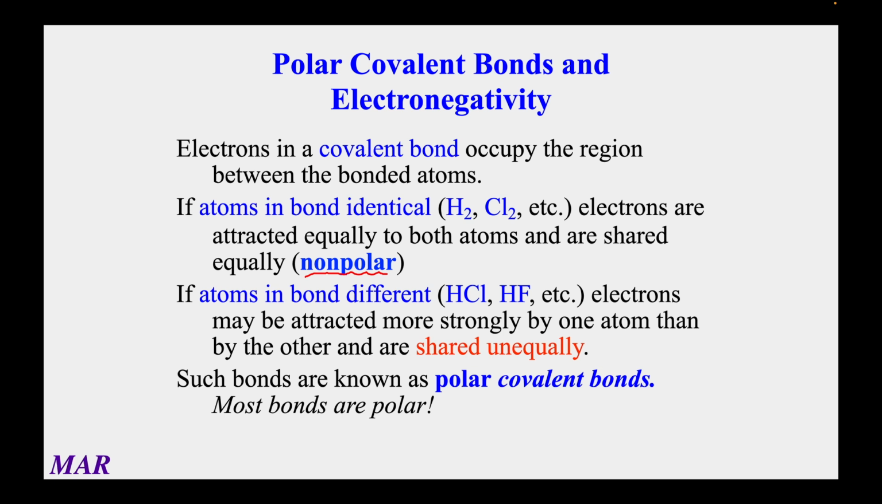So most bonds will have an unequal distribution of these electrons. And these are technically called polar covalent bonds, and they're very common. Most bonds are going to be polar, all right?